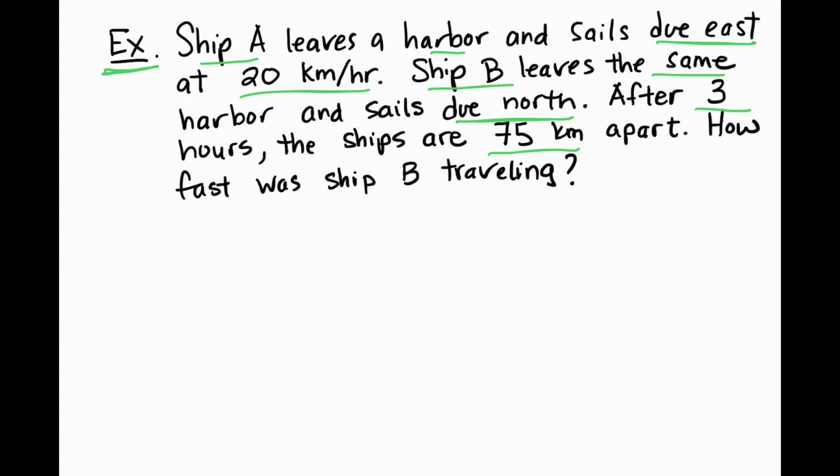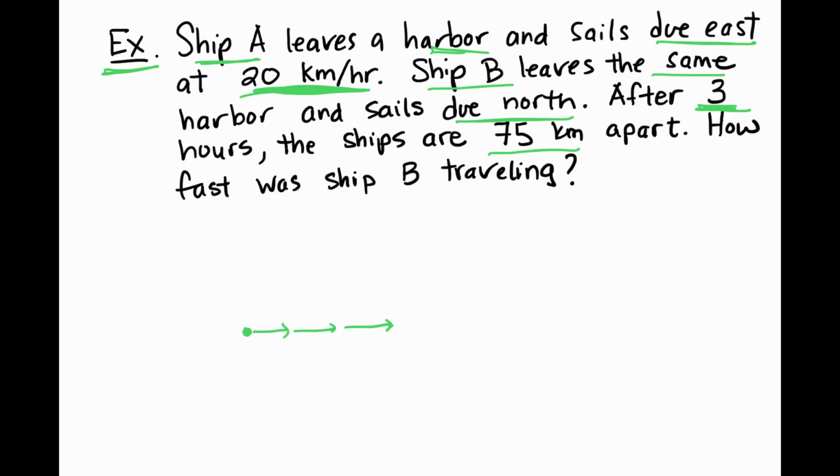So let's go back. Ship A leaves a harbor. Let me just draw a point that represents the harbor. Ship A is going to sail east, in this direction, at 20 kilometers per hour. And we know it's going to go for 3 hours. So 20 kilometers per hour, 3 hours, it's going to travel about 60 kilometers in distance.